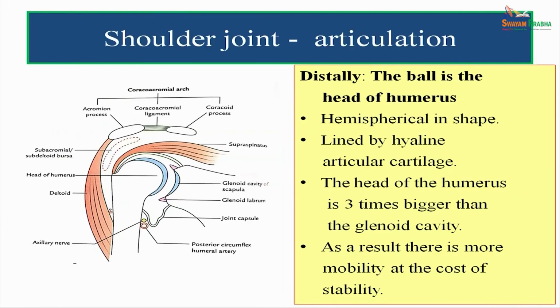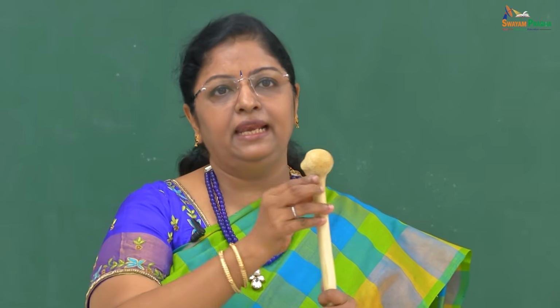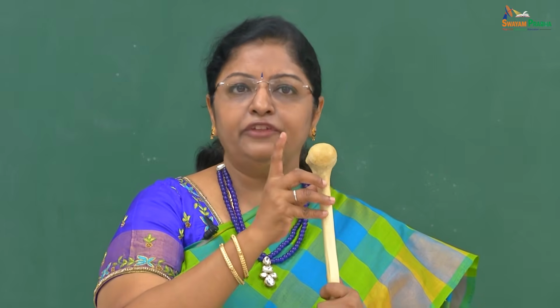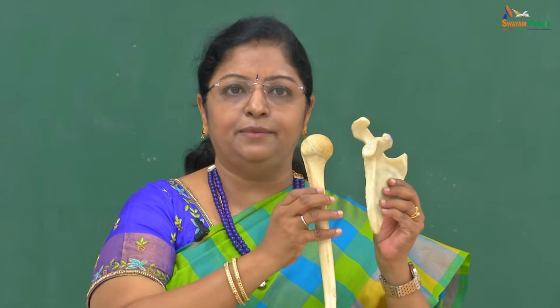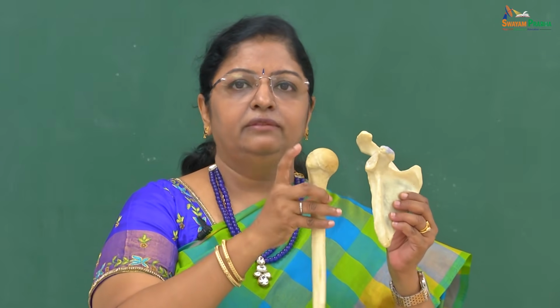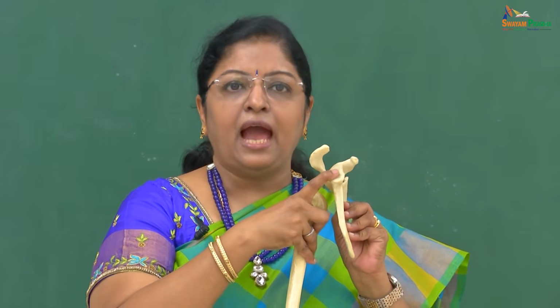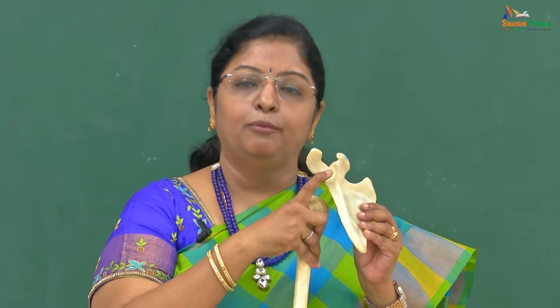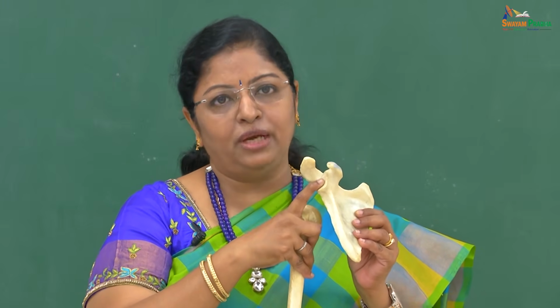Coming to the distal articulating surface, it is the ball, which is nothing but the hemispherical head of the humerus. It is also lined by hyaline articular cartilage. The head of the humerus, if you compare it with the glenoid cavity, is roughly 3 times the size of the glenoid cavity. As a result, the shoulder joint offers more mobility but at the expense of stability. So if you expect more mobility, then you are going to lose your stability. That is a risk or complication of the shoulder joint.